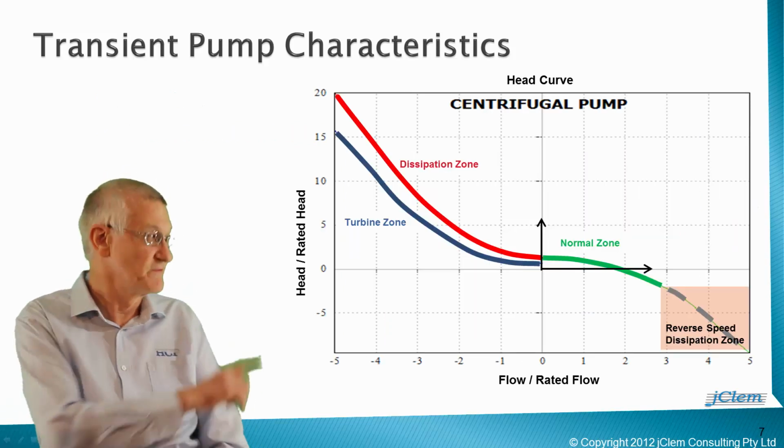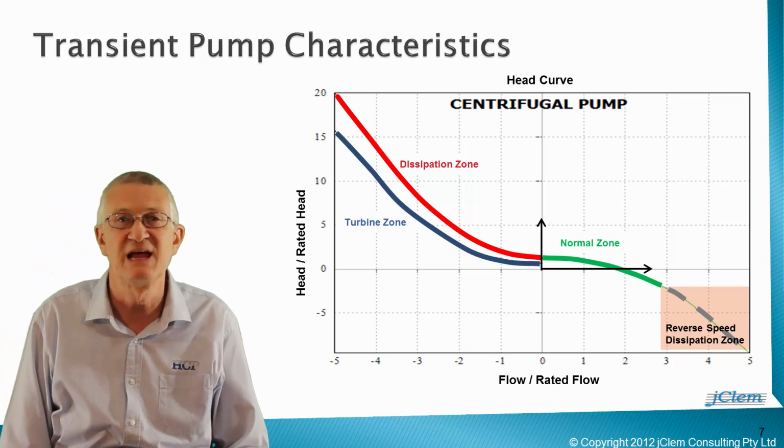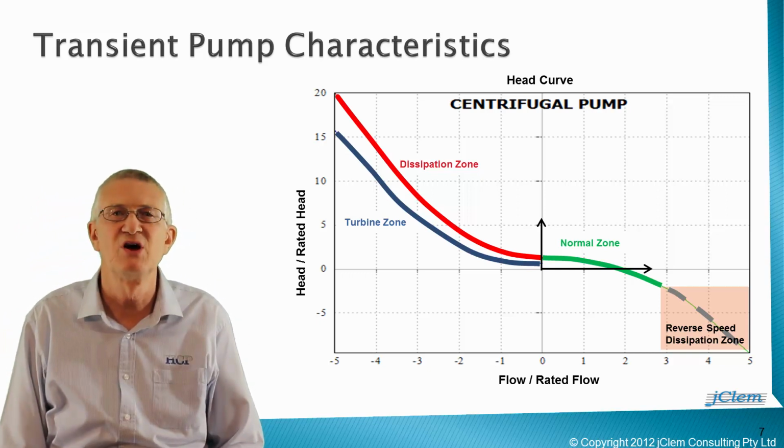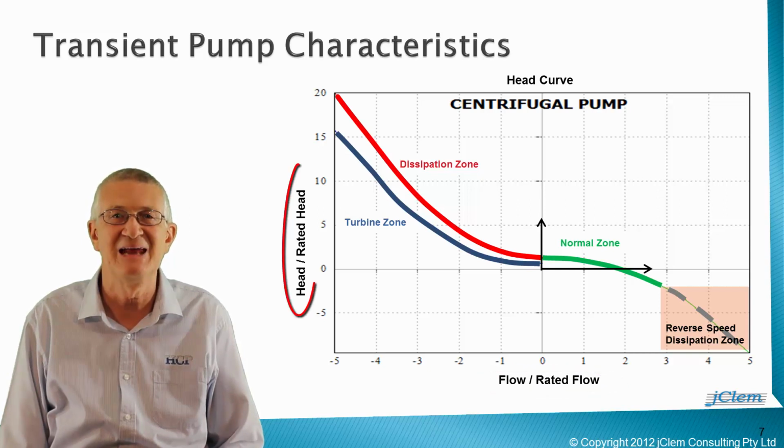Here is a graph of the 4 zones expressed in terms of flow versus head, except that it is not scaled as absolute flow rates and heads. It is scaled in terms of dimensionless ratios. The graph depicts normalized flow as the flow rate divided by the pump's rated flow. Similarly, head is expressed in normalized terms, as head divided by the pump's rated head.